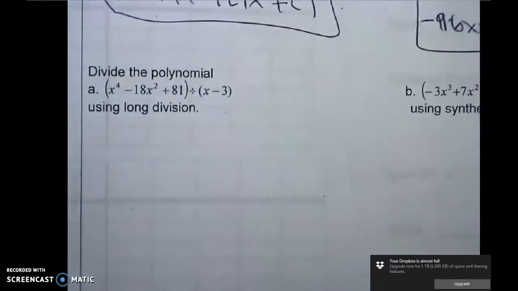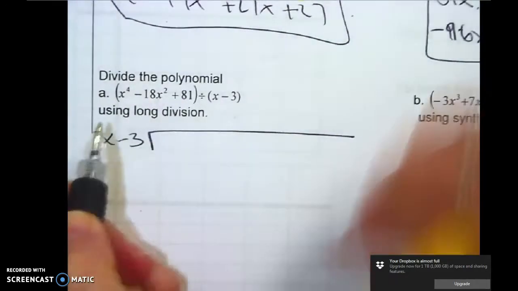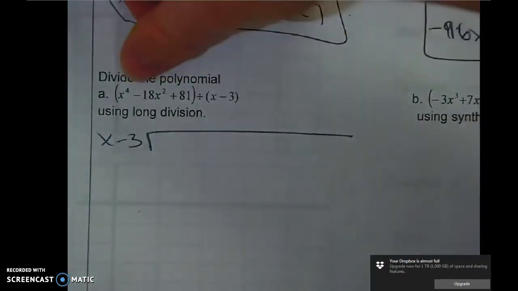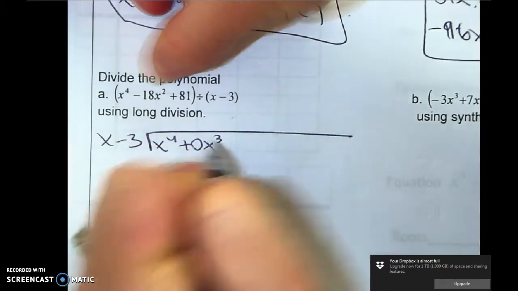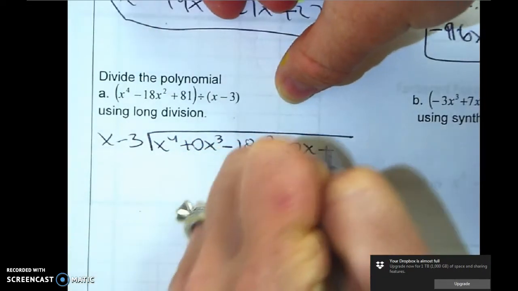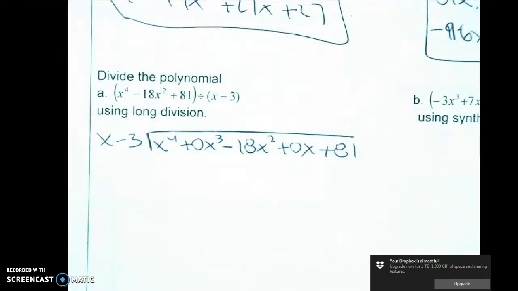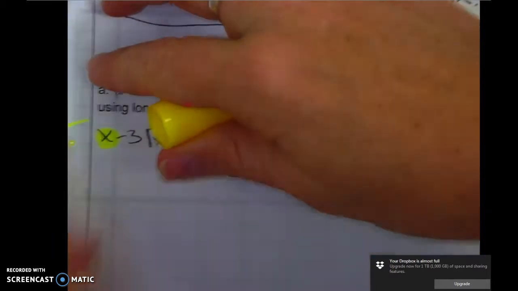Okay, let's do the next one, long division. So I'm going to go x minus 3. Now I have to make sure that I put a place value. So it's x to the fourth, but there is no x cubed. There is an x squared. There is no x, and there is an 81. Okay? So now remember, this one right here is always what you divide.